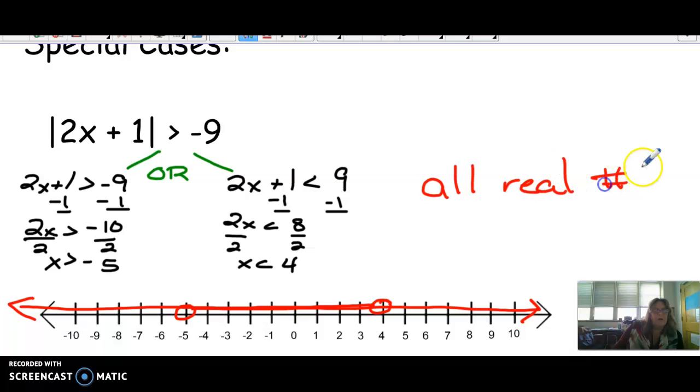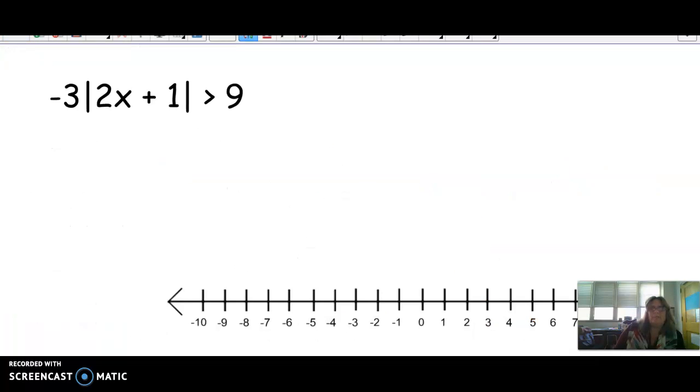Now remember, another way that we can write all real numbers is a double bar R, just like the paragraph symbol, except you make an R instead of just a P. Okay, let's try one more special case that we might have. We need to get our absolute value sign by itself, isolated. So we're going to divide both sides by negative 3.